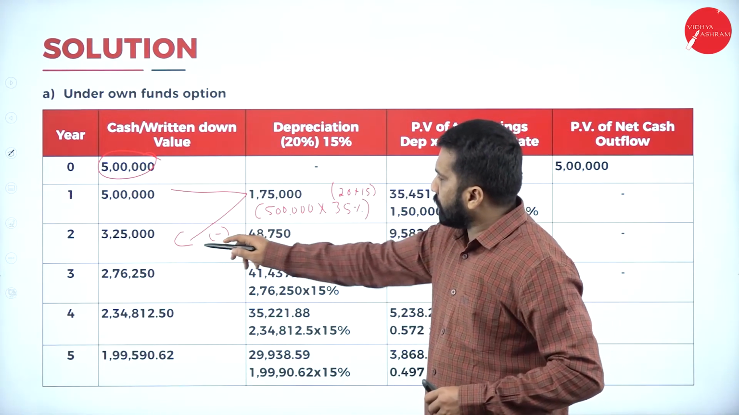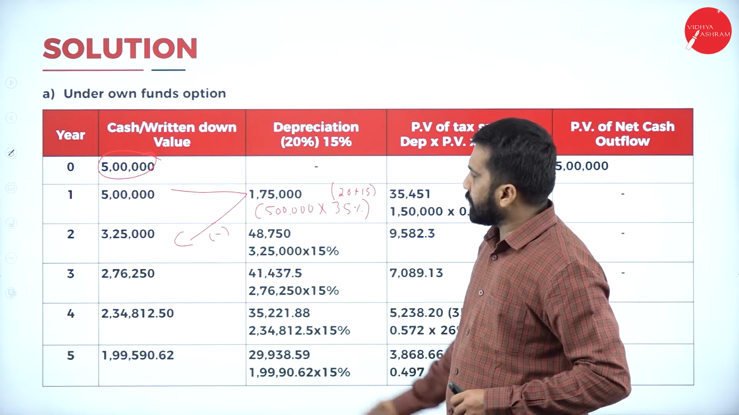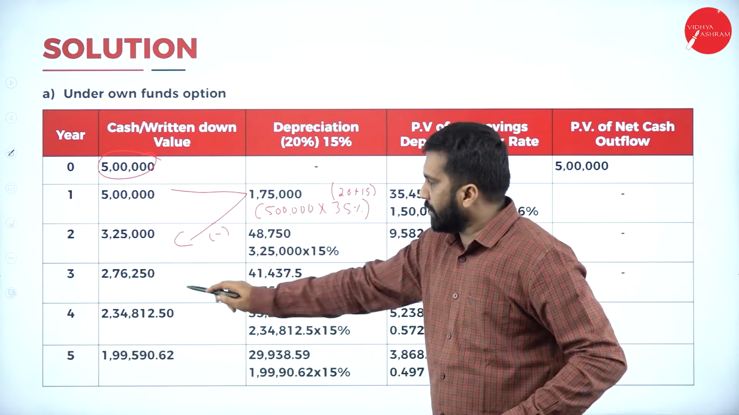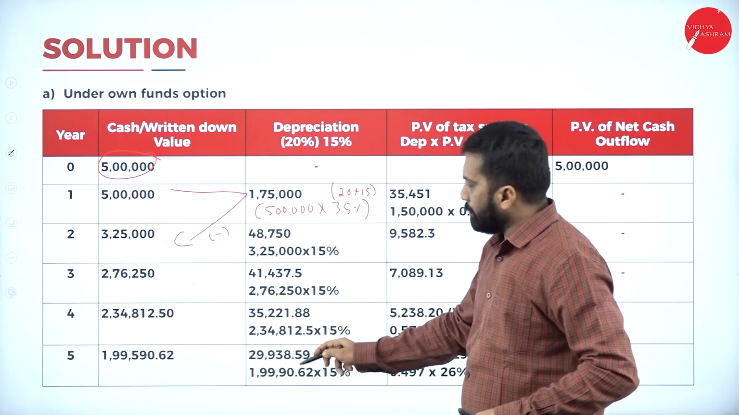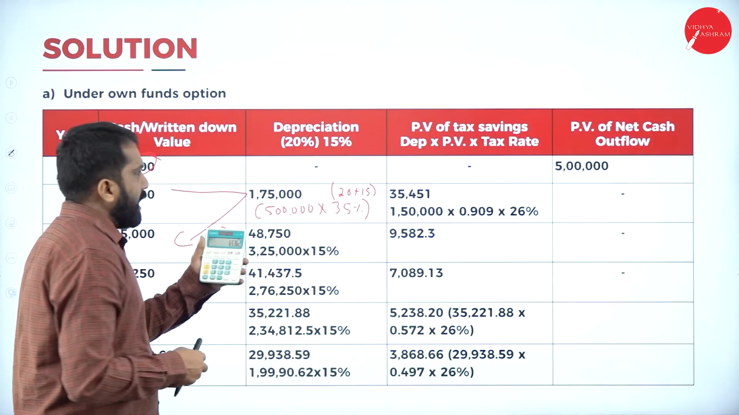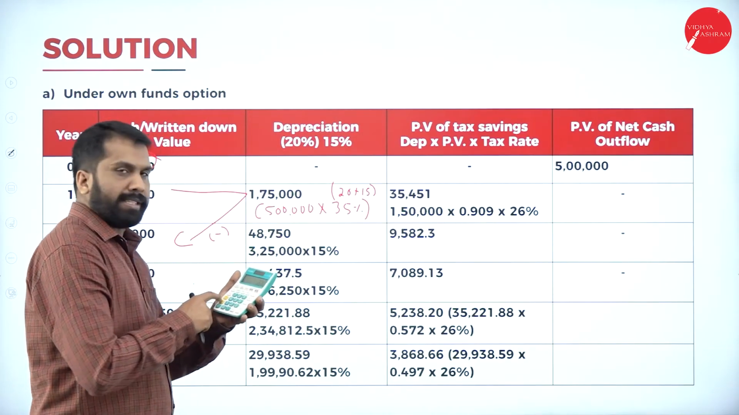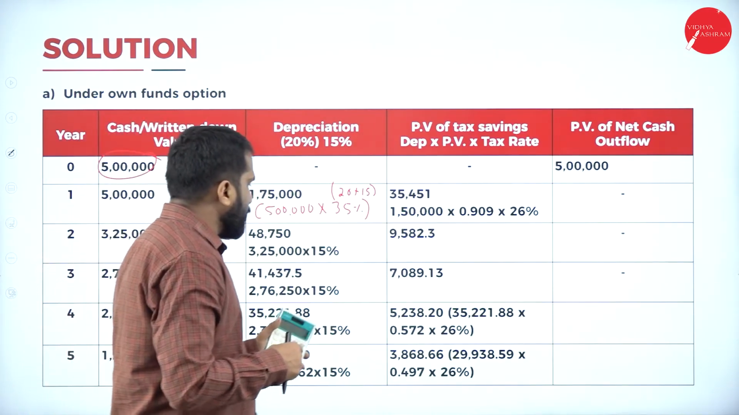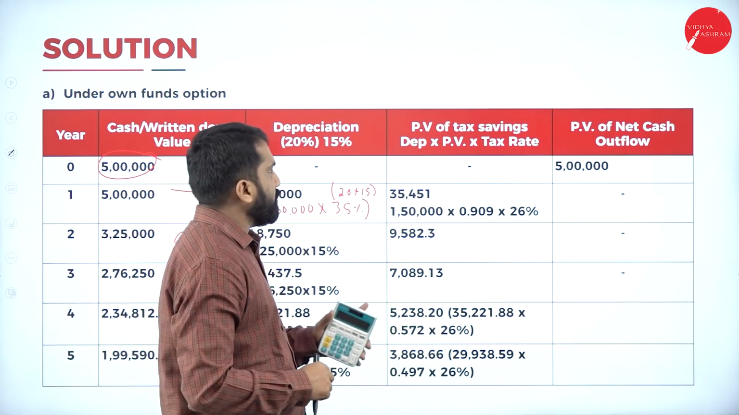Again, on 3 lakh 25, calculate 15%. This minus this, you will get this. Same procedure, nothing changes. Then we'll calculate one by one. We got 1,75,000. Now, all the depreciations are done. What is the next procedure?